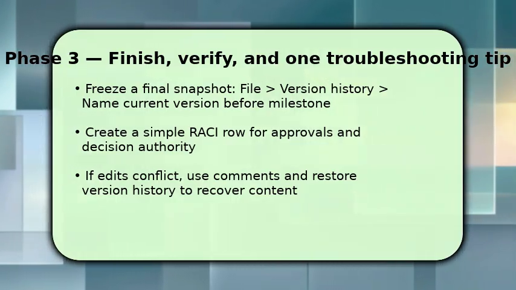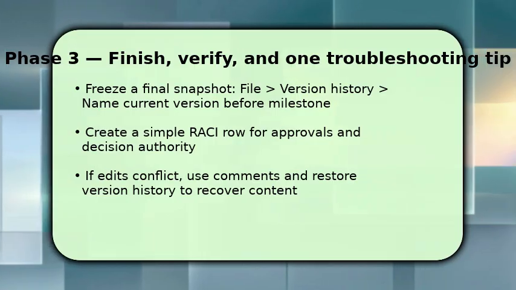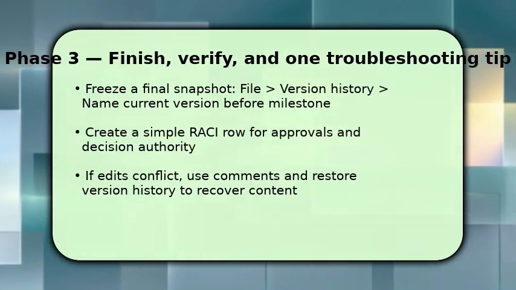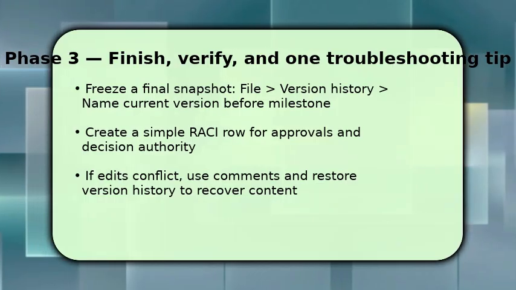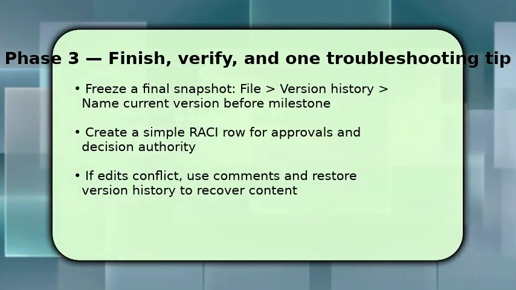If conflicting edits or lost content occur, use version history to restore a prior snapshot and resolve disputes with threaded comments. This keeps accountability clear and recovery fast when things go wrong.